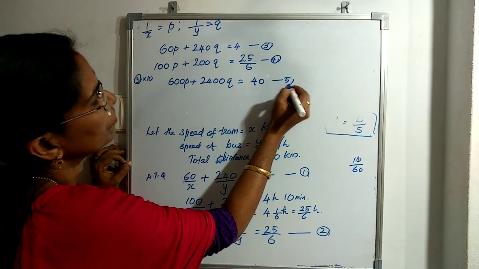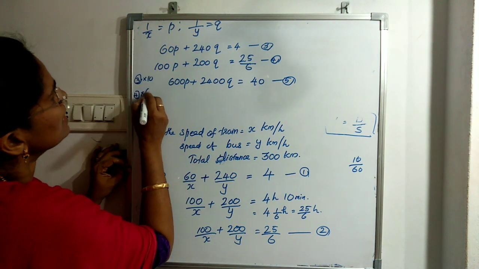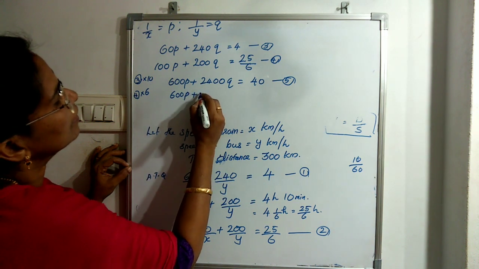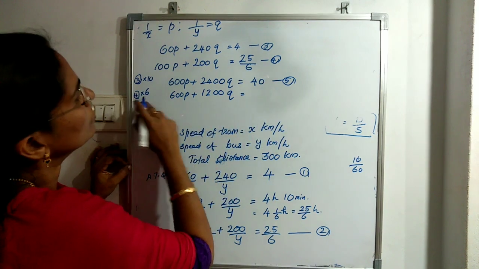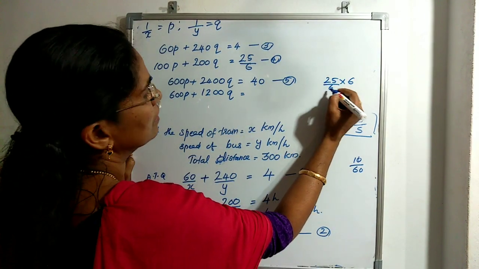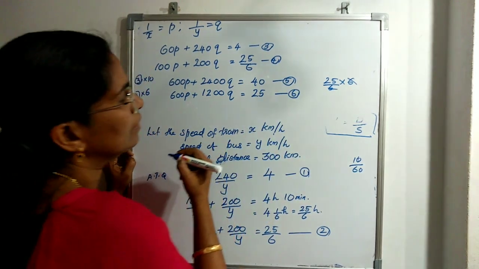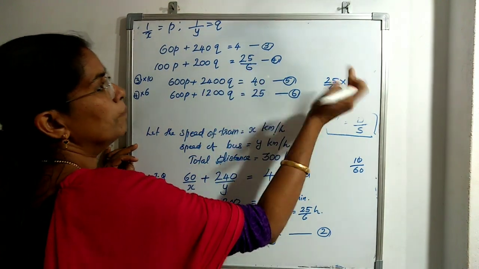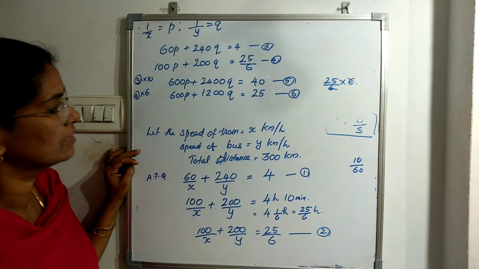It is equation 5. And this fourth equation multiply with 6. So this becomes 600p plus 1200q, that is equal to, see here, 25 by 6 into 6. 6 are cancelled, we will get only 25. That is equation number 6. Clear this one? 25 by 6 is the right side. Multiply with 6 means 6 and 6 are cancelled. Balance 25 is there.